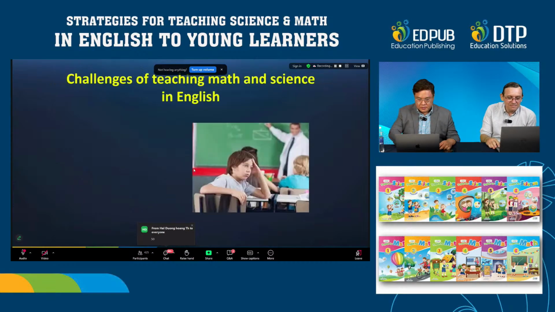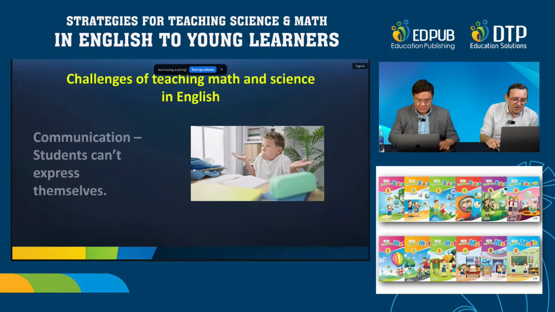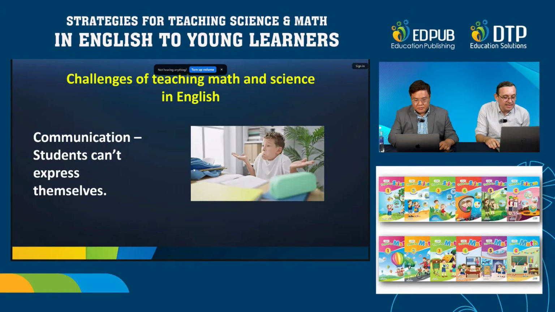Okay, next. This is an obvious one. Students just don't understand. So, comprehension. They just don't understand the concepts. Language is challenging. So this is a big problem. And on the other side of that, students can't express themselves. How can they show that they understand the concept? How can they express that they don't understand it? How can they understand what they're doing wrong, and how can they communicate it? So this is a problem.